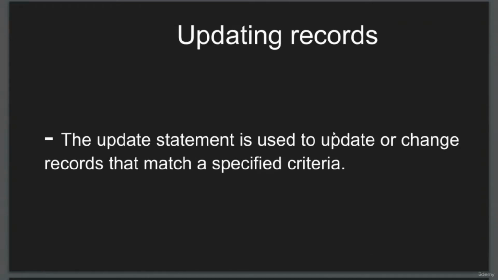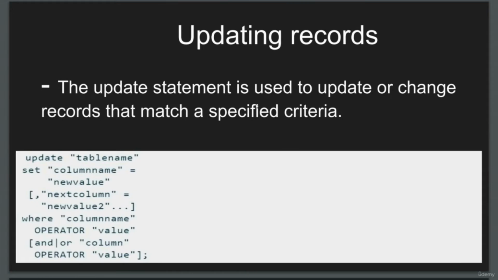Hey guys, so welcome to our new lecture, and in this new lecture we'll be learning about how to update records. So what is the update statement? The update statement is generally used to update or change records that match a specific criteria. Let's go to the statement first, and here it is written that the update statement is used to change records that match a specific criteria.